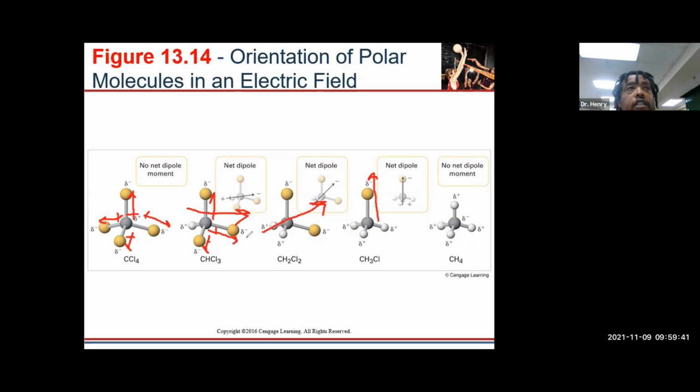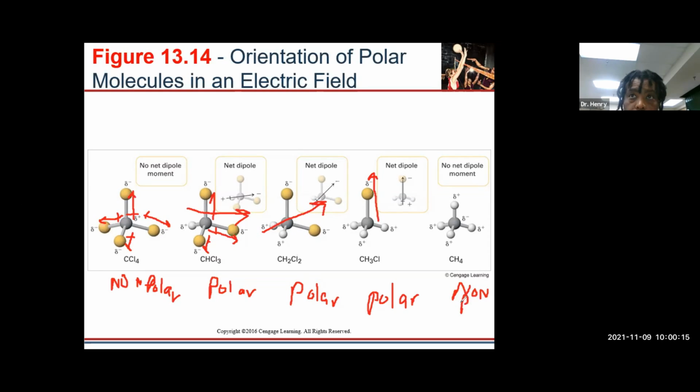Okay, so if we looked at the polarity, this guy is nonpolar. This guy would be polar. This guy would be polar. This compound would be polar. And this guy would be nonpolar. Okay, how you doing?